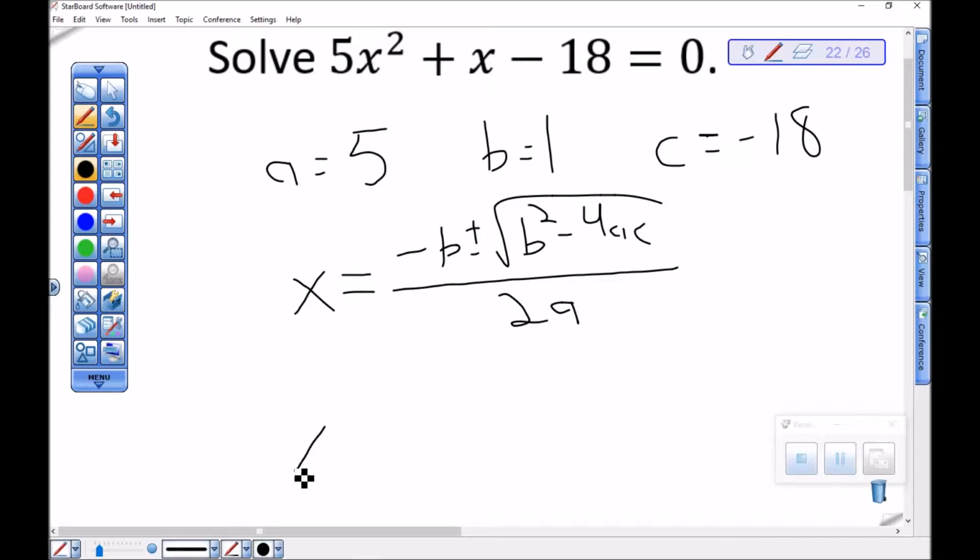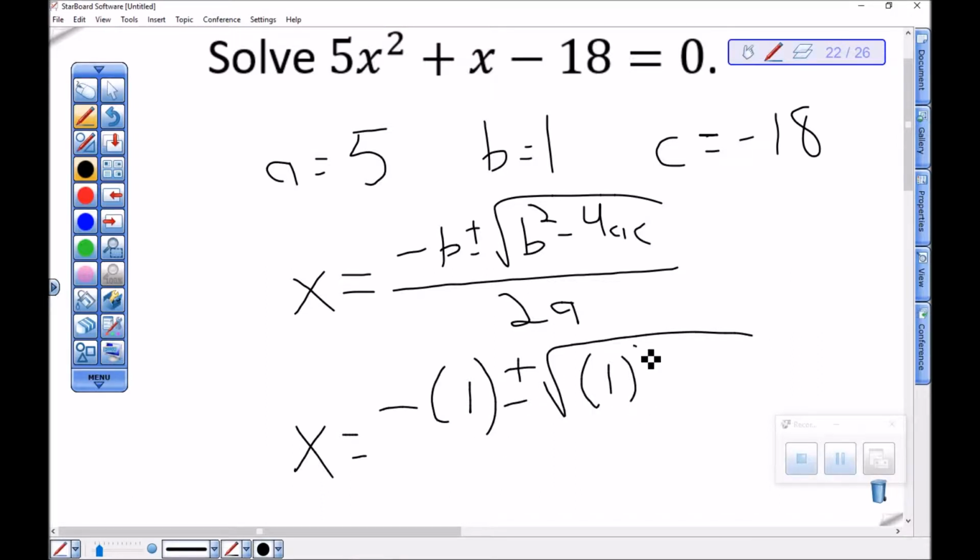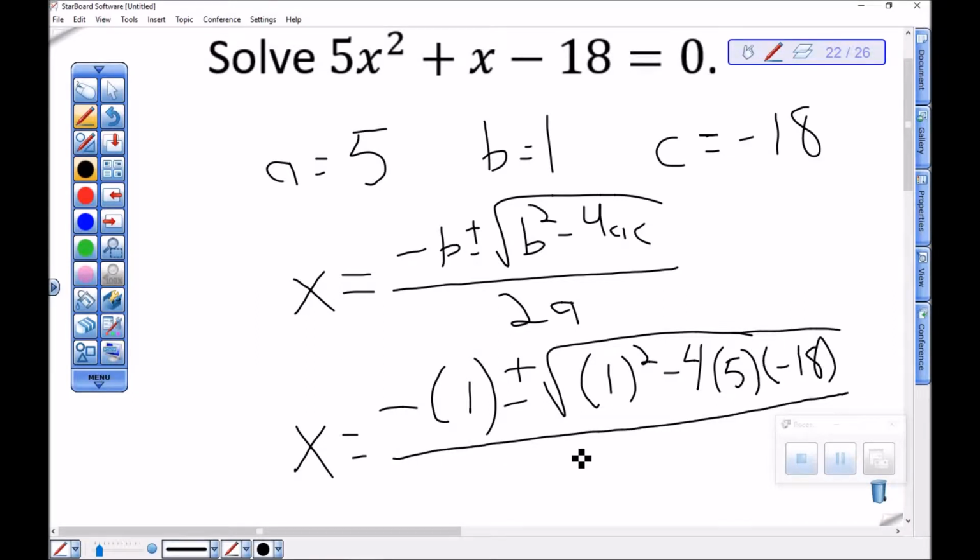Okay, let's start substituting. So x equals negative b, which is 1, plus or minus the square root of b squared, so 1 squared, minus 4 times a, which is 5, and c is negative 18. And I want all of that divided by 2 times 5.